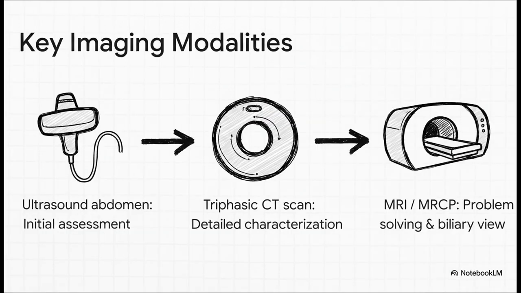For imaging, I'm starting with an abdominal ultrasound. It's easy, it's non-invasive, and it's fantastic at the first big question. Is this thing solid, or is it a fluid-filled cyst? Based on those findings, the real workhorse for liver masses is the triphasic CT scan. An MRI or MRCP? I'm saving those for problem solving, or if I need a really detailed look at the bile ducts.